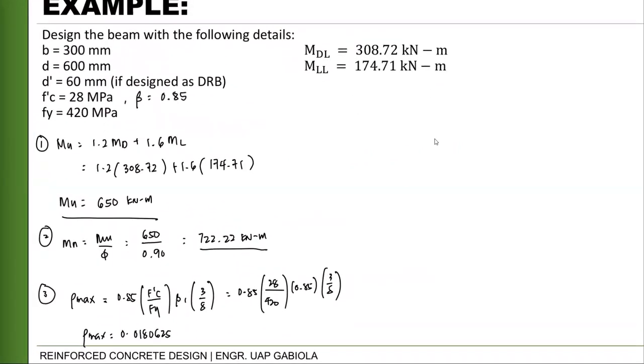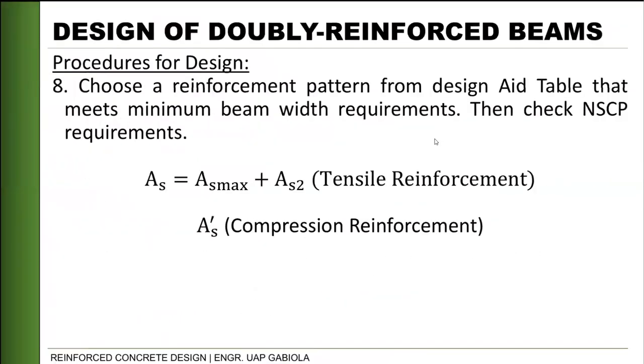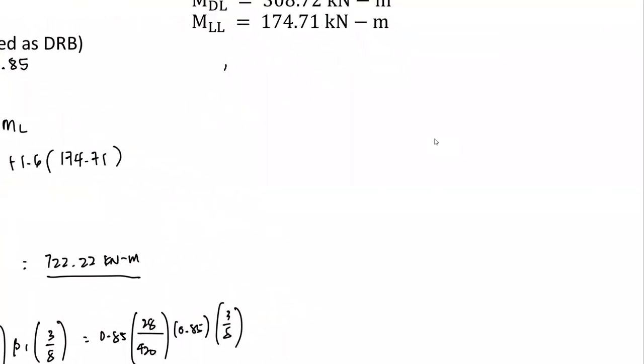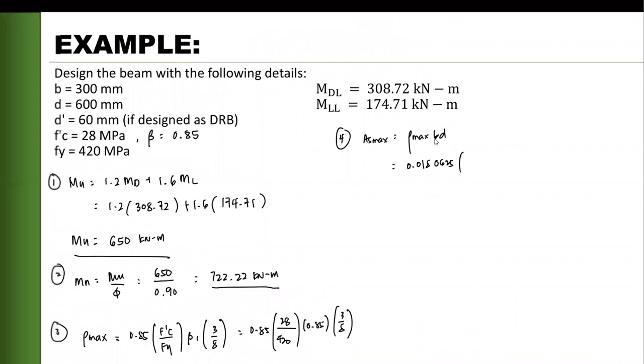Next, calculate natin yung As max natin, ano? So, para makuha yon, so, yan na pala yung rho max natin, ano? So, As max, so step 4 nga ba yun? Let's see. Step 4, yes, As max. Okay, step 4. So, As max, that is rho max, bd. So, that is 0.0180625 times, we have 300 and 600.